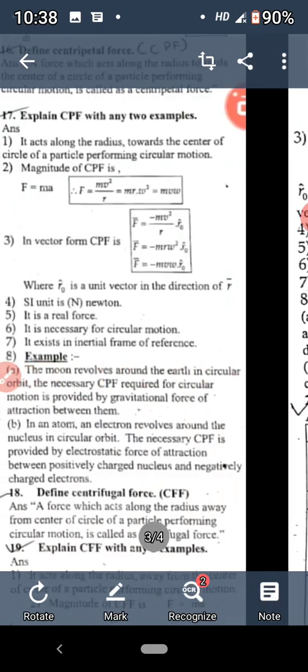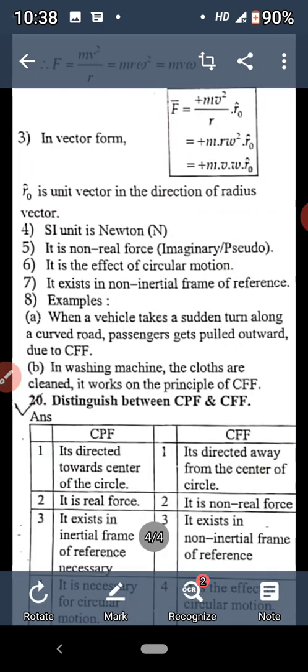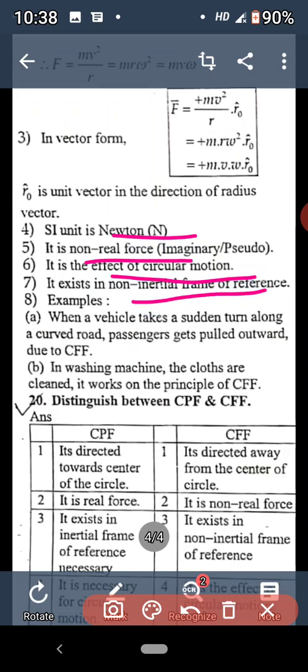The SI unit is the same as that of centripetal force, that is Newton. It is a non-real force. It is the effect of circular motion. It exists in a non-inertial frame of reference. In this way, centrifugal force can be explained.